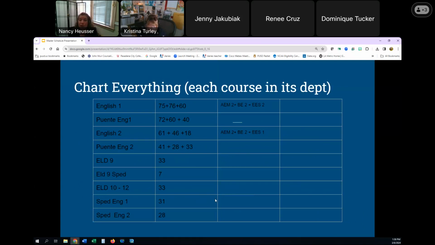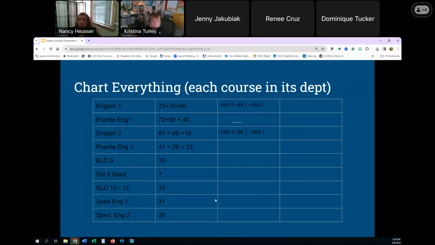Okay, so now you're going to chart everything. You're going to chart your English, and all I did was English 1 and 2 because it just didn't fit. I feel like it would have been too small. So you're going to chart how many students have requested each type of English 1. If you only have one type of English 1, it's fine. It would all be together.